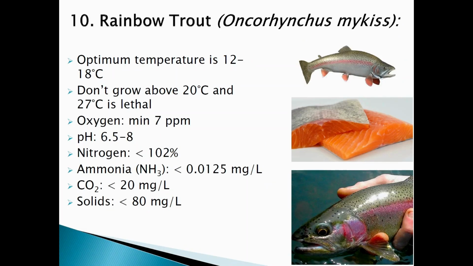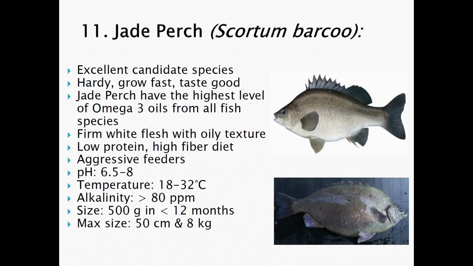Next up we have rainbow trout, which is a very sought after fish in the commercial industry, but is a little bit trickier to rear. Their optimum temperature is far lower, with 12 to 18 degrees Celsius, and they will need some additional temperature regulation to make sure that they don't exceed temperatures such as 27 degrees Celsius. Next up we have the jade perch, which is hardy and grows very fast, and Henk also tells us tastes really good. It has the highest level of omega-3 and it has a very high temperature range from 18 degrees Celsius to 32 degrees.